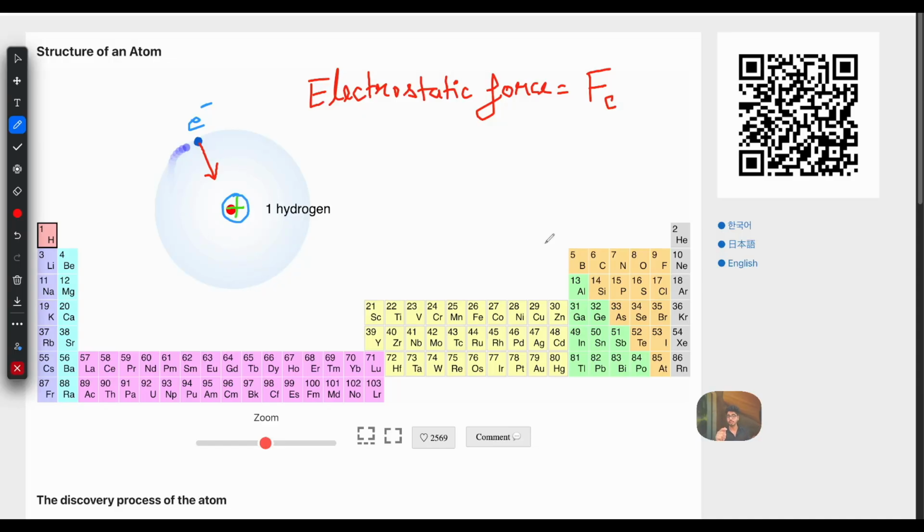The question is: if the force is acting towards the center, why couldn't the electron fall in? Or, if the earth's gravity is attracting the moon continuously, why doesn't the moon fall onto the earth? It is only a force acting toward the center, so why couldn't it pull it down? That's a very interesting case.